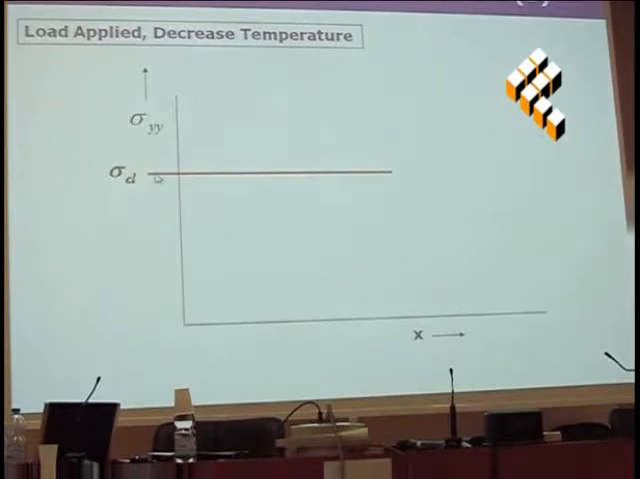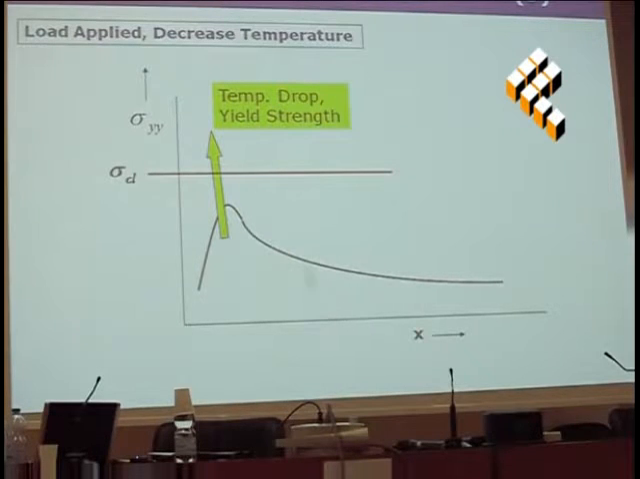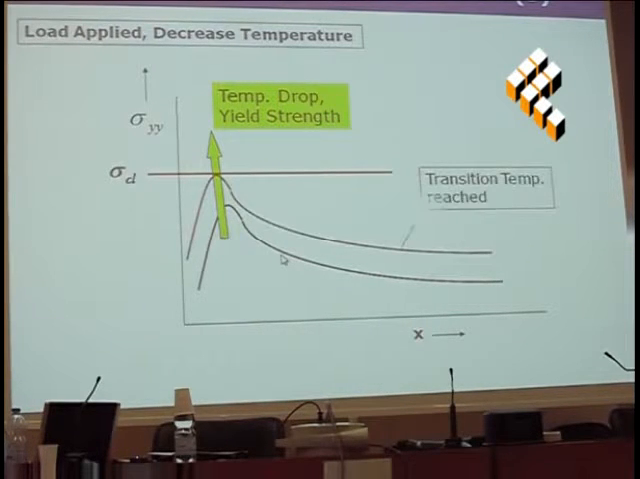Made it a bit nicer. So this is the cleavage stress, and this is the stress distribution. And when you go down with the temperature, yield strength increases, and so does the stress peak here. And the red stress distribution just touches the transition temperature. Transition temperature is reached.